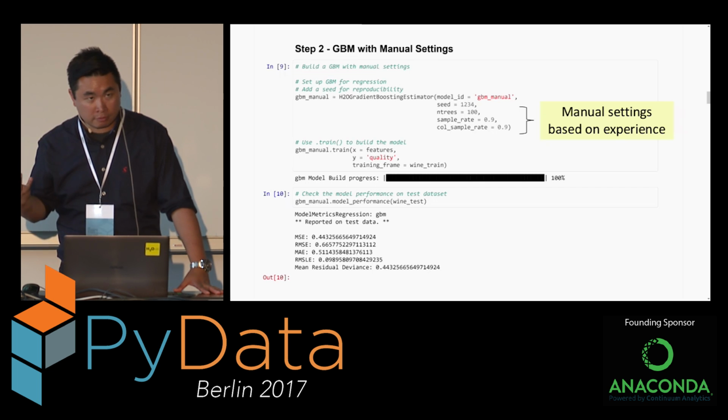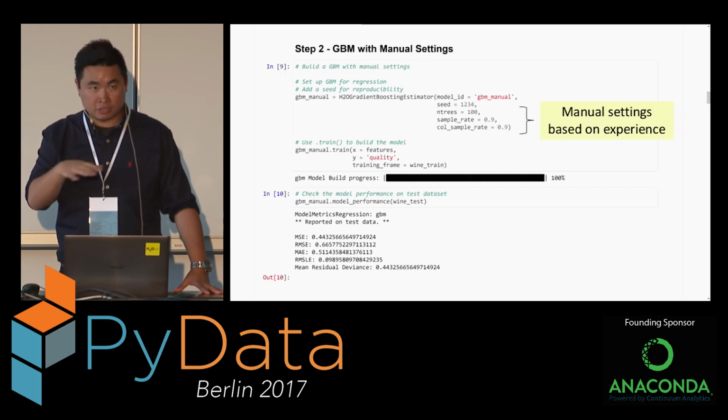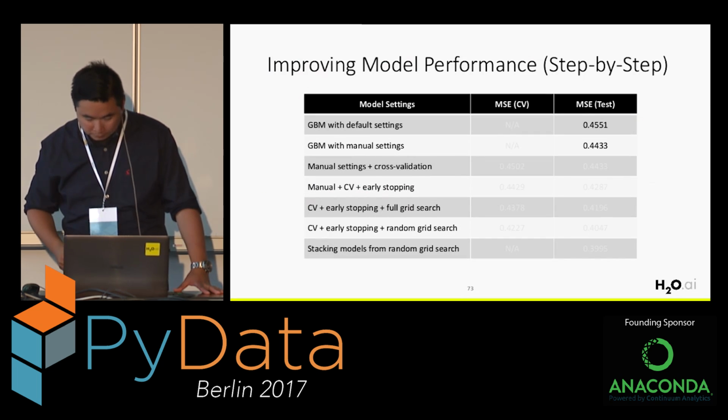So once you have the model from these settings, this is my manual settings for this GBM, then again we can test the model on the unseen 20% data set.